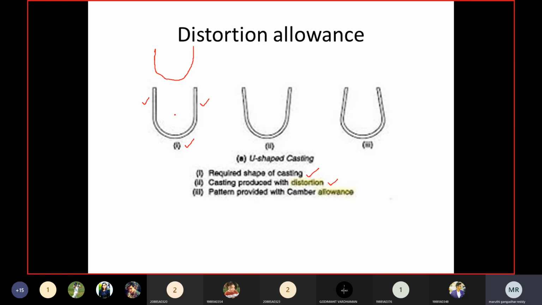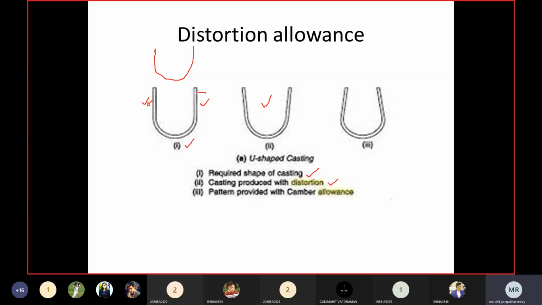So how to understand distortion allowance? This is the U-shaped casting I require. If I exactly prepare a U-shaped pattern like this and then perform the casting, this is the product that I am going to get. Why? Because the vertical surfaces will get distorted outwards. They do not have proper support, so they will try to fall down on either side.